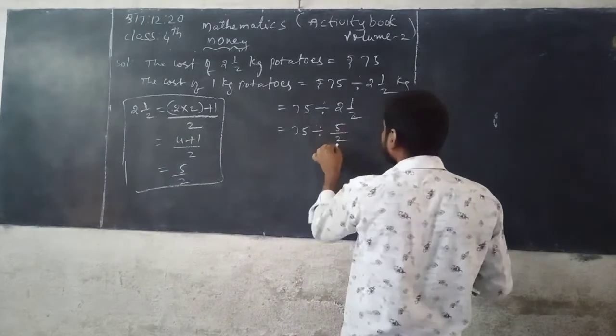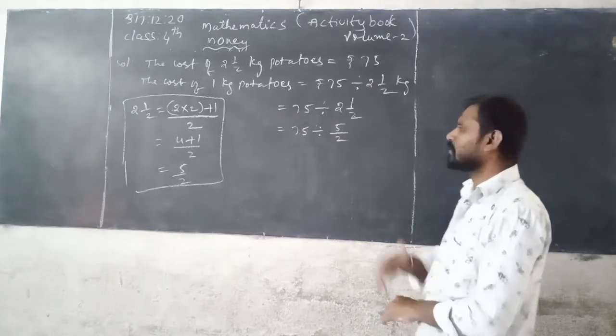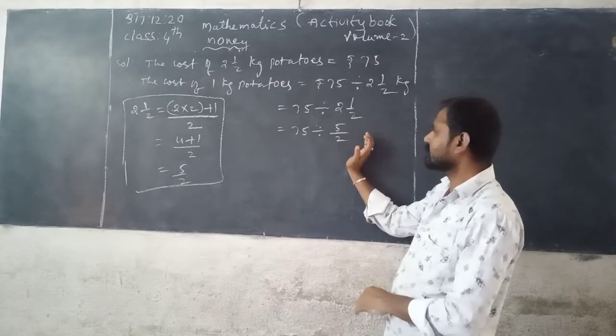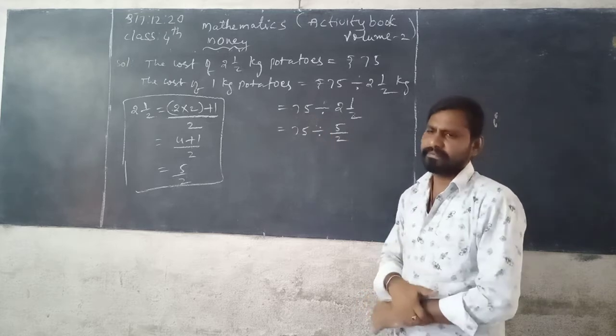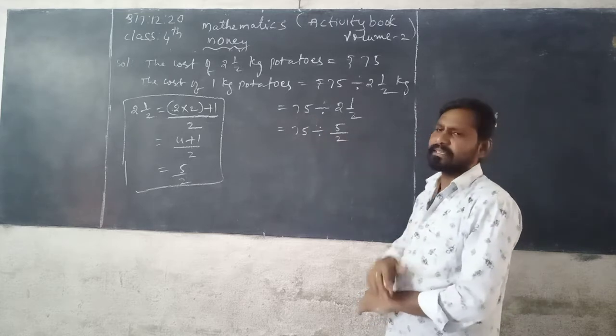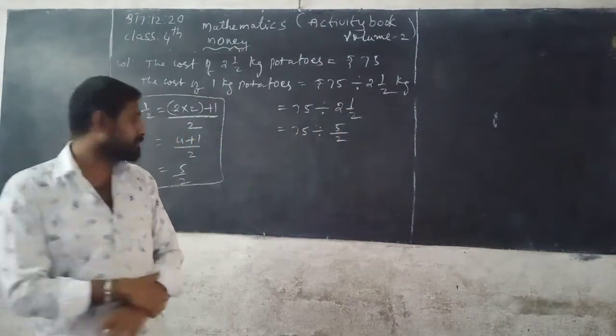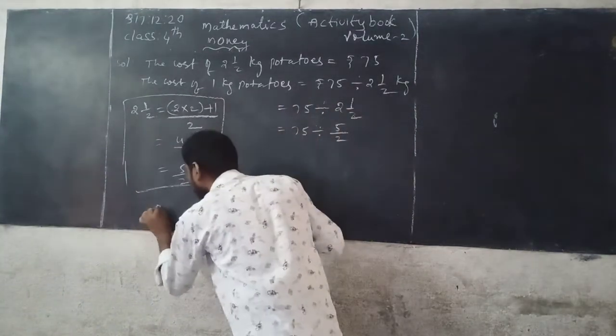Now here write 5 by 2. See here, what do I have to do? So any problem? Given this type, the divide symbol, you have to take the reciprocal. See here, reciprocal.